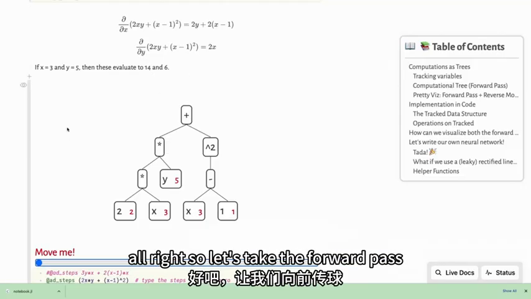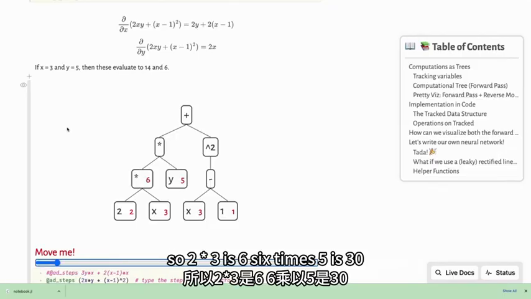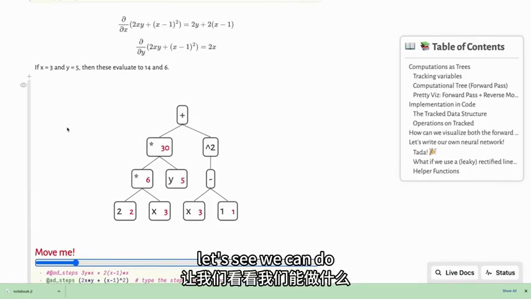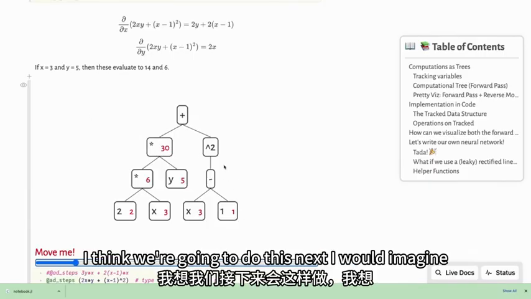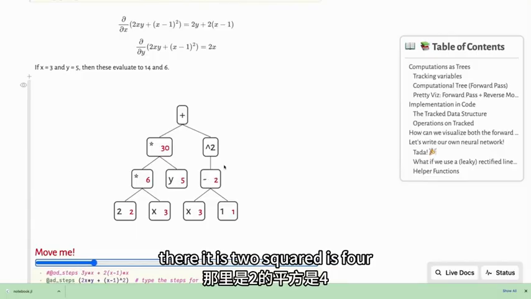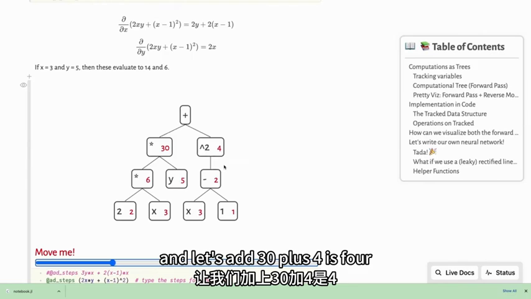All right, so let's take the forward pass. 2 times 3 is 6. 6 times 5 is 30. I think we're going to do this minus next. So 3 minus 1 is 2. 2 squared is 4. And let's add: 30 plus 4 is 34.